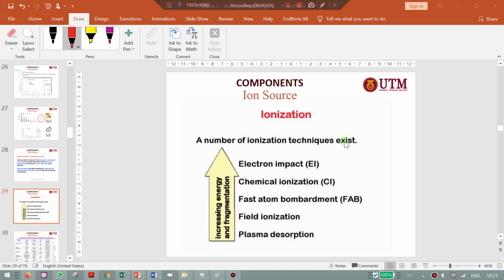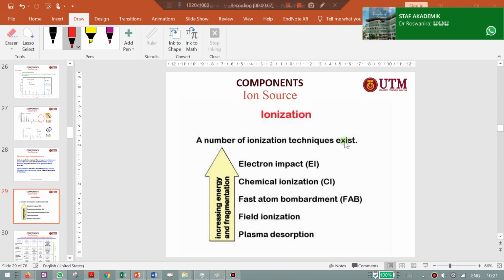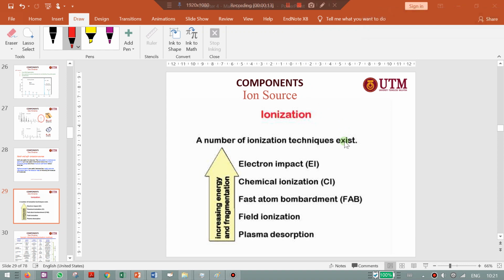I don't think you need to remember everything. Just remember a few types of ionization technique. For example, from the gas techniques, remember one or two. From the desorption techniques, remember one or two. Comparing hard and soft ionization techniques, from the hard ones just remember one or two, and for the soft ones just remember one or two techniques, for the purpose of answering the question.